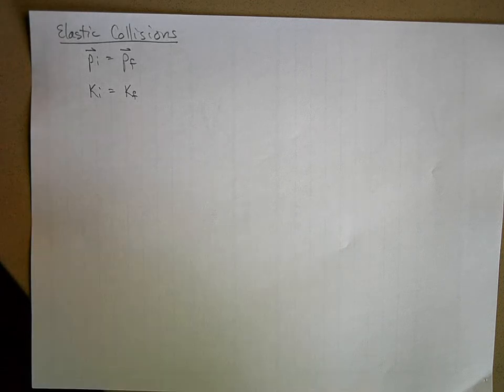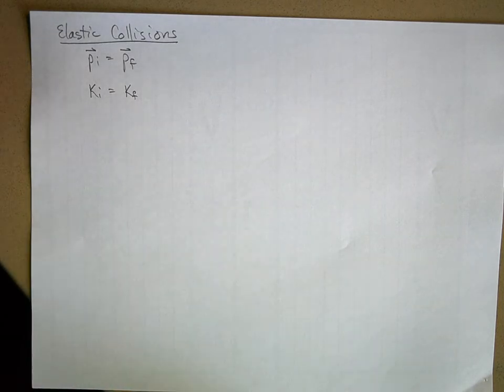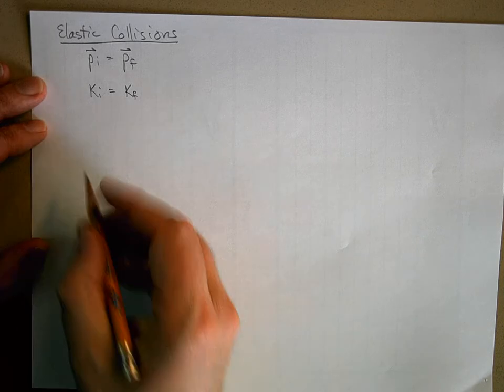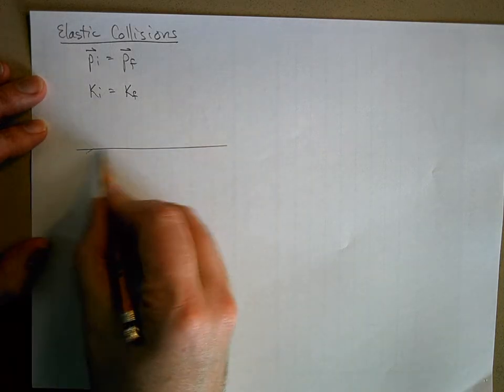Now, elastic collisions are actually very rare. It's pretty hard to have two things smash into each other and fly apart and not create a little bit of sound or a little bit of heat. But they do happen when a proton hits another proton. That's an elastic collision. And we came pretty close with our little toy cars.